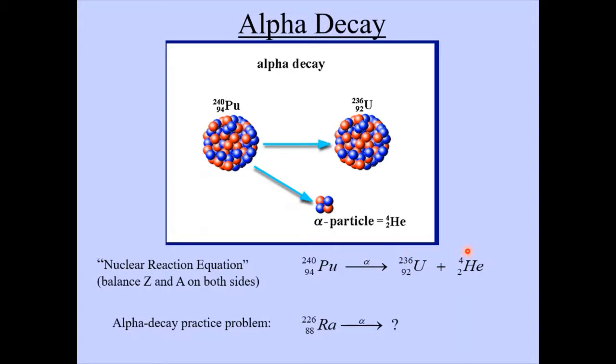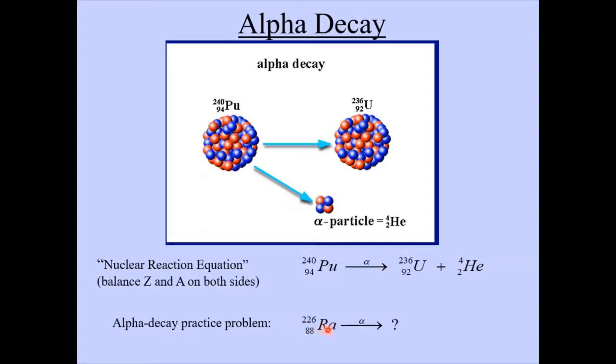So the way to do these reaction equations is to start with what you're starting with here, the plutonium-240, 94, and write down the helium nucleus, because it's an alpha decay, so we know we're going to have helium-4, 2, and then figure out what these two numbers are here, and then we can look on a periodic table and determine what element it is. So go ahead and see if you can do this alpha decay practice problem.